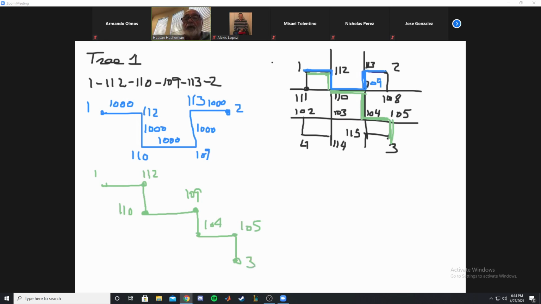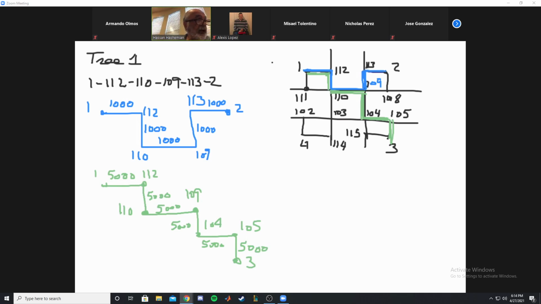So that's your tree from 1 to 3. And from 1 to 3, they say 5,000 trips going. So I have to assign 5,000 trips. So 5,000 will be on this link, 5,000 on this link, 5,000 on this link, 5,000 here, 5,000 here, and 5,000 here. So those are the assigned trips over 1 to 3.